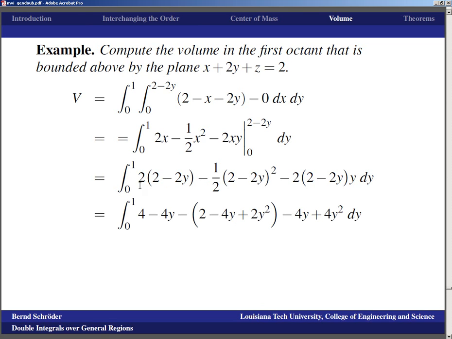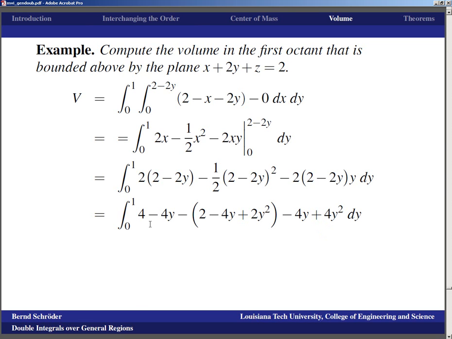Okay, so let's take a look at this one more time. 2 times 2 gives us the 4. 2 times -2y gives us -4y. 2 squared is 4 times 1/2 gives us 2. 2 times -2y is negative 8y times 1/2 is -4y. 2y quantity squared is 4y squared times 1/2 is 2y squared, and then here we get 2 times 2 times y is minus 4y, and 2 times -2y times y is plus 4y squared.